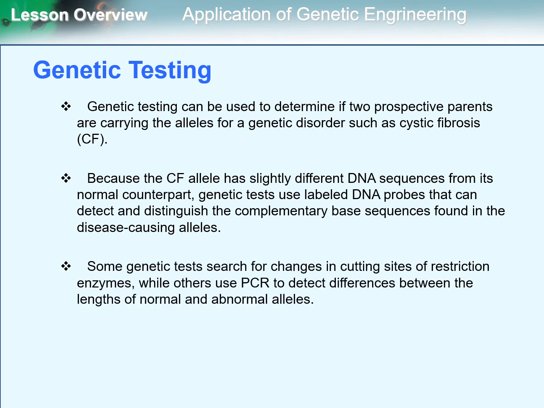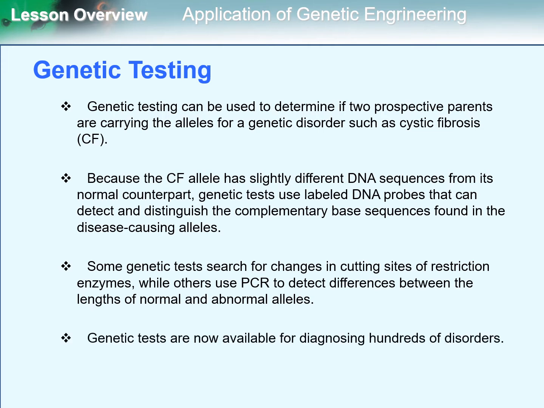Some genetic tests search for changes in cutting sites of restriction enzymes, while others use PCR, or polymerase chain reaction, to detect differences between the lengths of normal and abnormal alleles. Nowadays, genetic tests are available for diagnosing hundreds of disorders. We have mentioned this before in our previous lessons, for example Turner syndrome, Huntington's disease, Down syndrome, and the like.